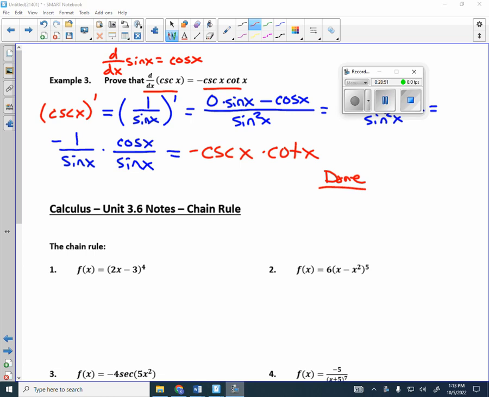Your opportunity to start your worksheet, derivatives of trigonometric functions. Go.